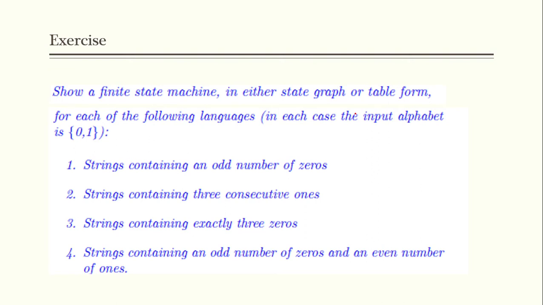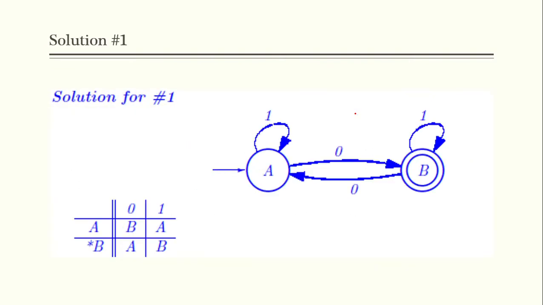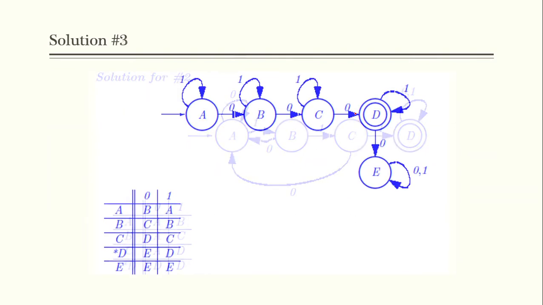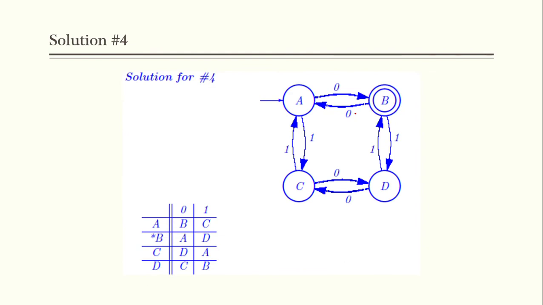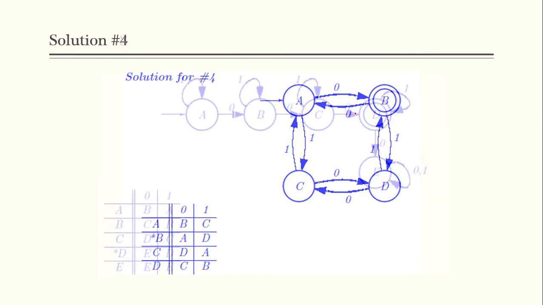Next one, strings containing an odd number of 0s and an even number of 1s. Okay, this is the fourth one. So this machine accepts an odd number of 0s and an even number of 1s, right?